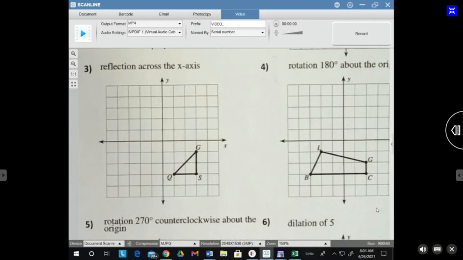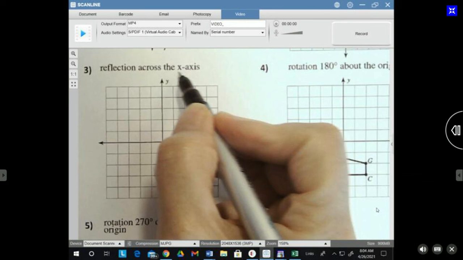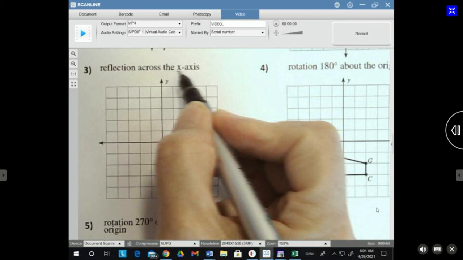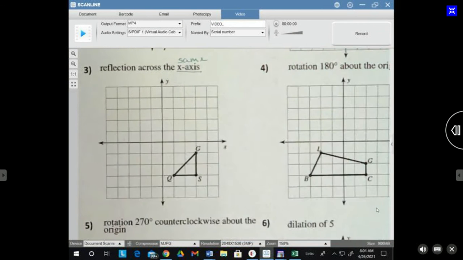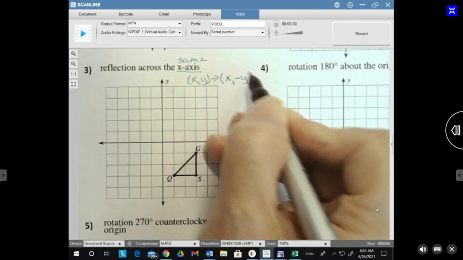What would my rule look like for reflecting? Who stole my glasses? Here we go. What would my rule look like for reflecting across the x-axis? If I'm going across the x-axis, x stays the same. So x comma y, arrow, x stays the same, the opposite of y.